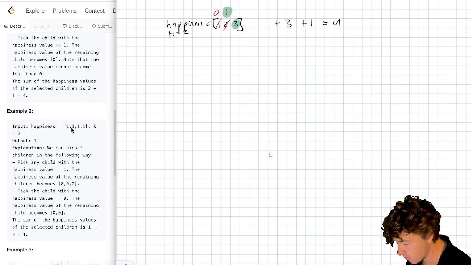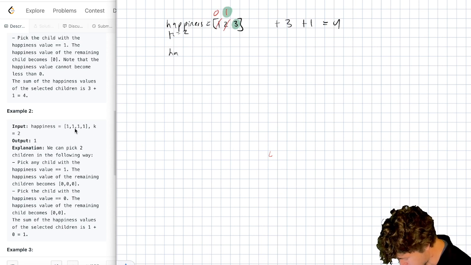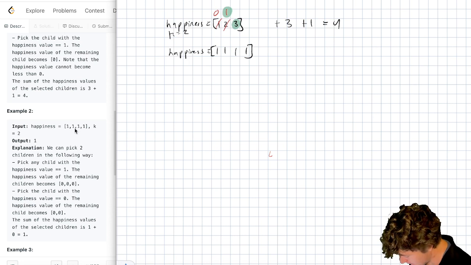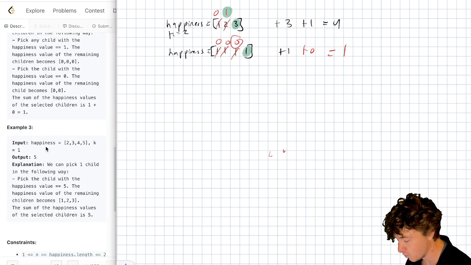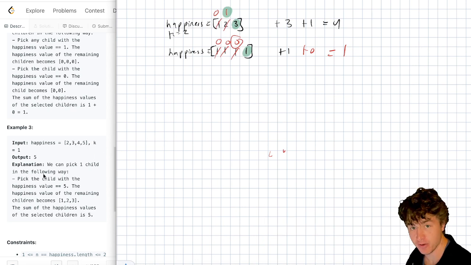All right, maybe another example. Here, k equals 2. So you choose to make the 0 case interesting. We have a bunch of kids that are equivalently happy. I choose the maximum one, which gives me +1. Now everybody gets decreased by 1, so now everybody has a happiness of 0. I choose a 0, so 1 plus 0 equals 1, which is why this is 1. Okay, 2, 3, 4, 5. I can only choose one person, so I choose, again, the maximum person.